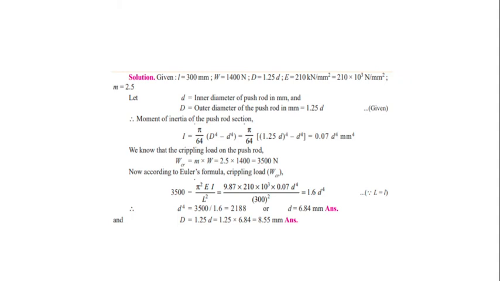So this is the given data. The push rod length is represented by small l equal to 300, and the load is denoted by W equal to 1400 Newton, and the push rod outer diameter capital D equal to 1.25 times the inner diameter. Then Young's modulus, capital letter E, equal to 210 kilonewton per mm square. That kilo we need to convert into the basic unit.